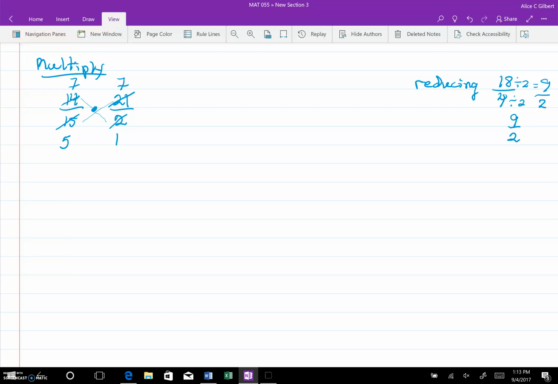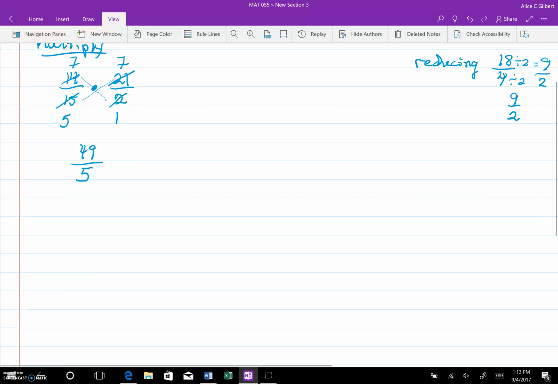Now, we just multiply the numerators across. So 7 times 7 is 49. And the denominators across, 5 times 1 is 5. Now let's just take a minute here. We got a couple of examples we can do here to talk about turning things into mixed numbers. Okay? In order to turn something into a mixed number, okay? So a mixed number. Okay?